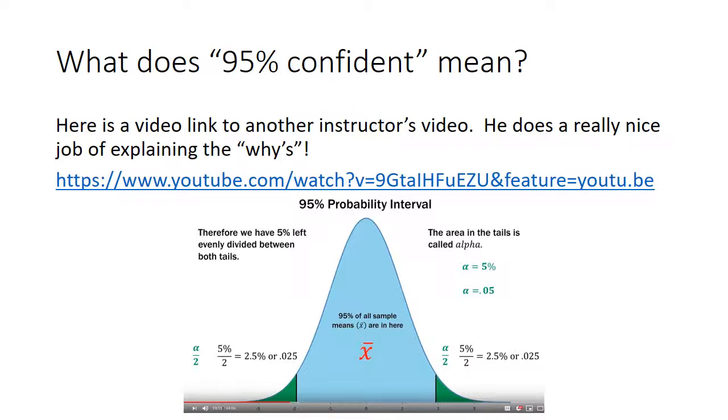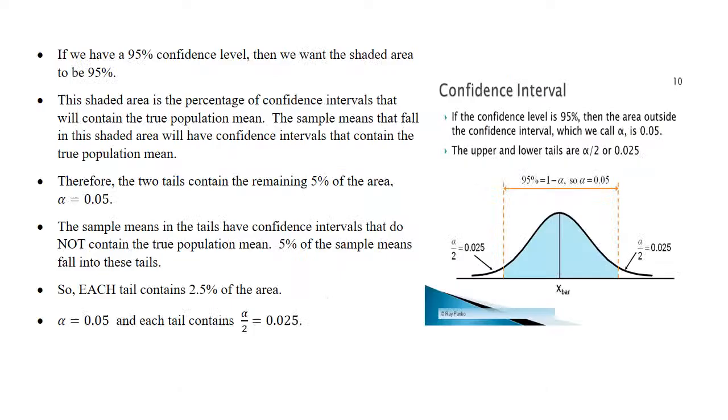5% fall outside. Alpha is that stuff outside the 95% confidence interval. Those tails contain area where sample means fall that do not have a confidence interval containing the true population mean. Okay, so alpha is 0.05, and each one of those tails contains 2.5% of the area, or 2.5% of the sample means, and that's where we get this alpha over 2 from. We'll talk a little bit about that in some of the next slides.